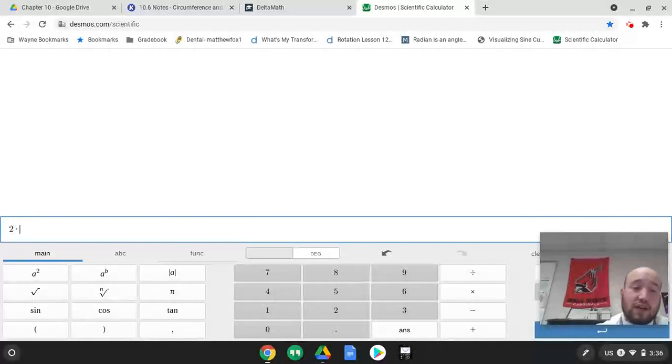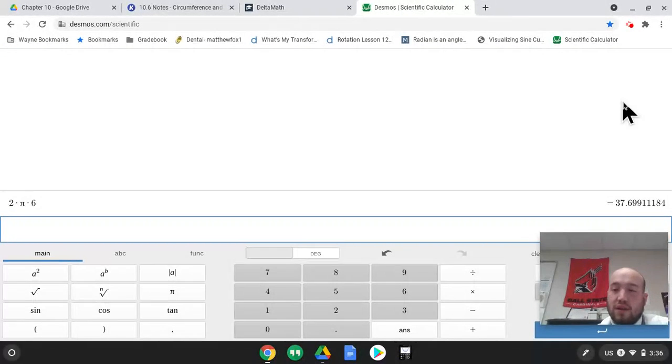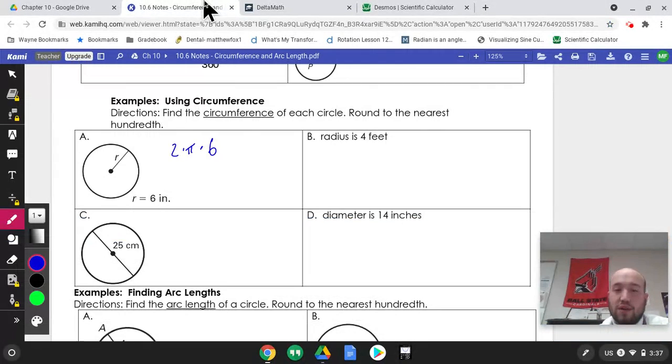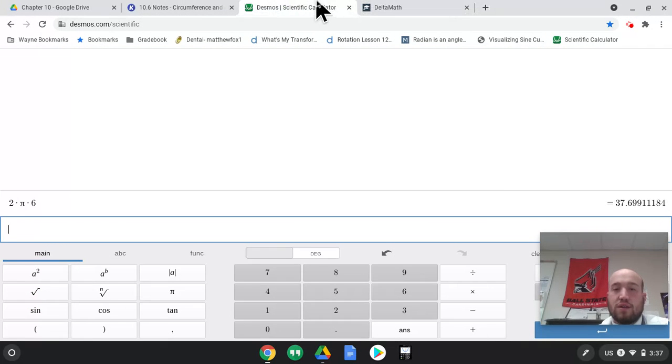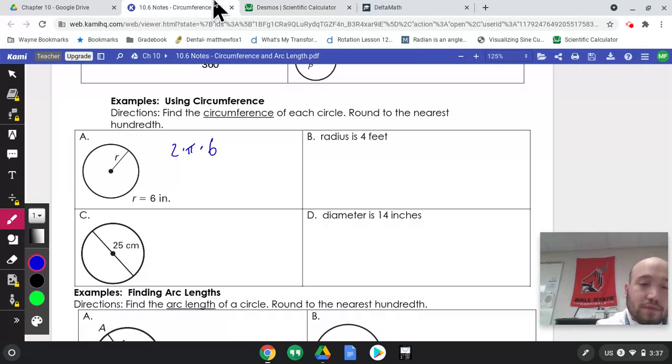So 2 times, and you have two options. You can either type in pi and it automatically changes, or instead I can hit this pi button. So 2 times pi times our r, which on that first one was 6. Times 6, I hit enter, and as you can see, we get 37.699111184. It says round to the nearest hundredth, so that's 2 decimal places. 37.699 causes us to round up, which gives us 37.70. Our label then is inches.